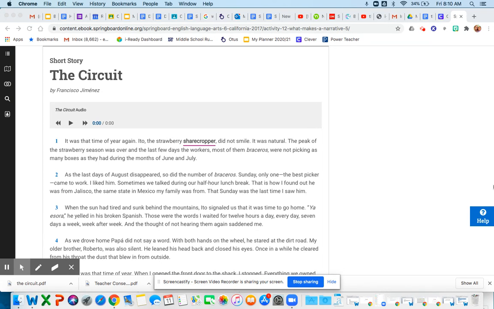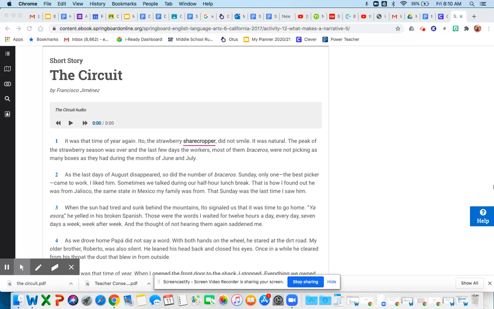And today I'd like you to please get out your Springboard English Language Arts book. It is the consumable, which means you can write in it. You're also going to need a highlighter, if you have one, and a pencil or an erasable pen. And go ahead and please open up to 5. We're going to review what we started yesterday.